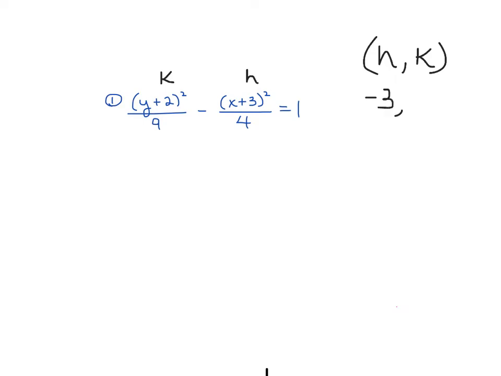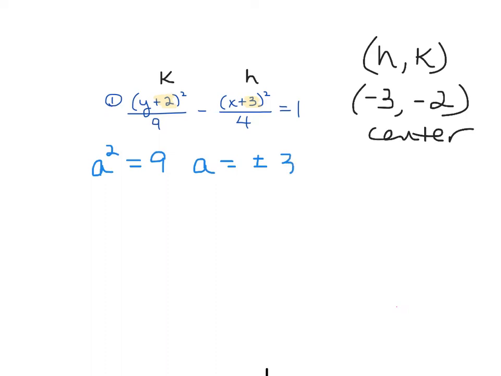So -3, -2 is my center point. I'm pulling these out with opposite signs. The H is with the X, the K is with the Y. The next thing I need to figure out is my A value. Remember, A squared is always first, so A squared is equal to 9. So A will be equal to plus and minus 3. My B value is second, so B squared equals 4. So B equals plus and minus 2.